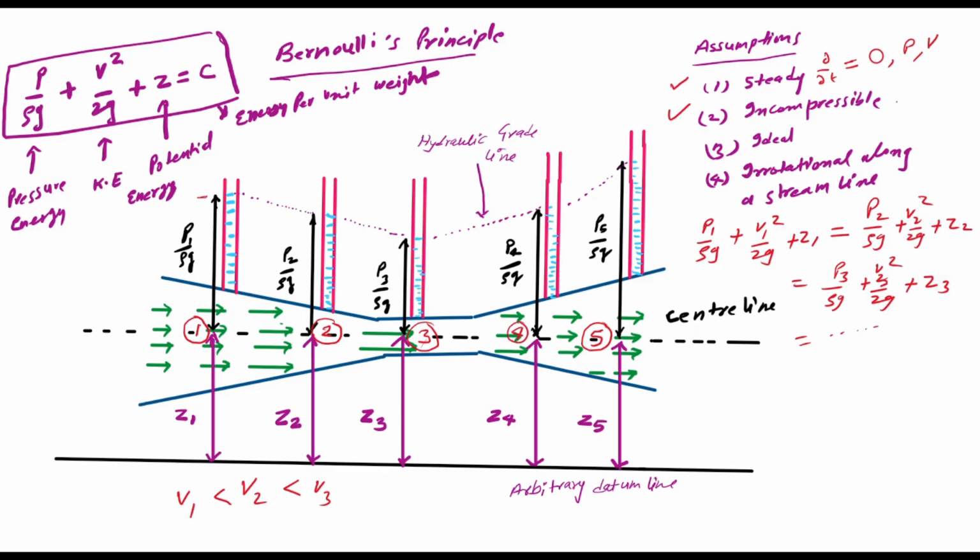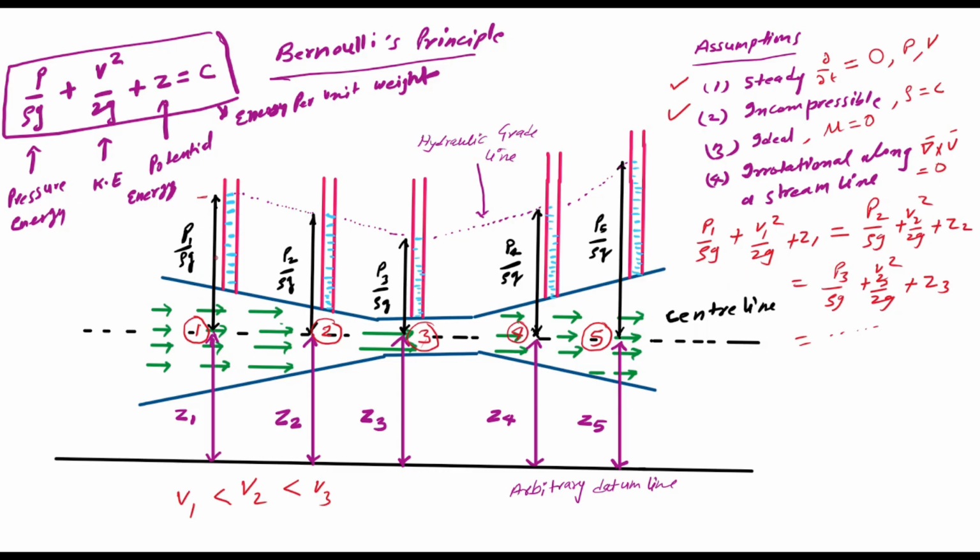The second assumption is that the fluid should be incompressible. Incompressible means rho equals constant; density should be constant. The third is that the fluid should be ideal. Ideal means its viscosity should be equal to 0. And next, the flow should be irrotational. Irrotational means the curl of velocity should be equal to 0, right?